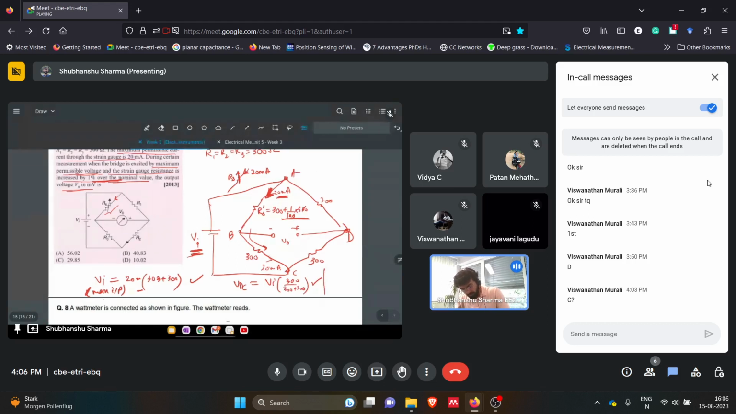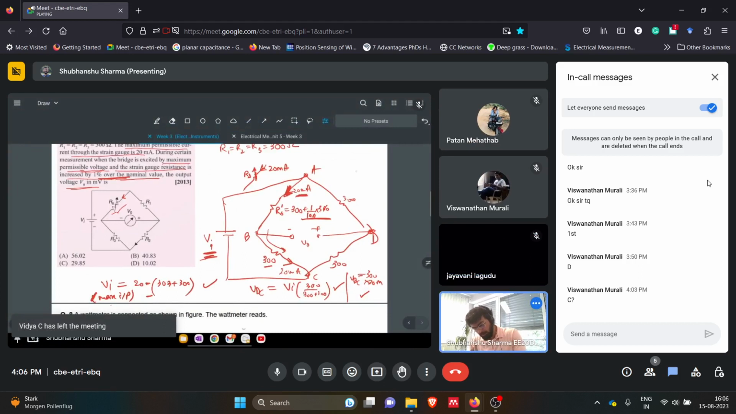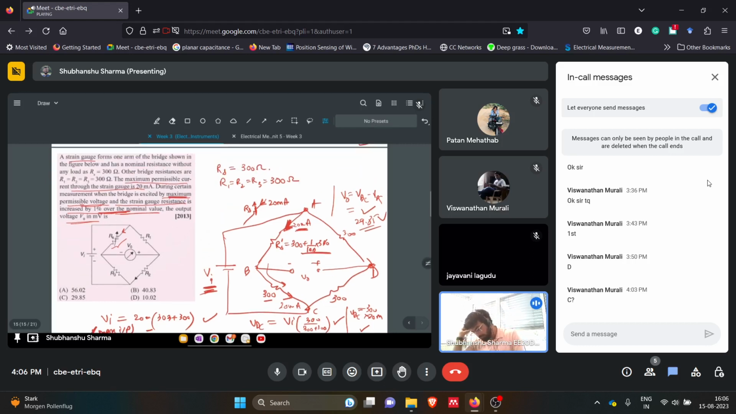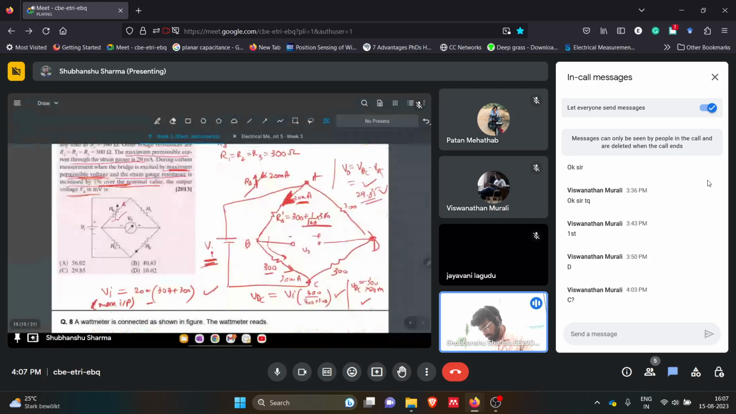Similarly you can get VBC. Since you know the current, it will be the resistance of this branch, 300, into 20 milli, the current flowing through this branch. Then you simply subtract both, and V naught is VBC minus VDC. You will get 29.85. Simple. The only catch was that once they give the maximum permissible voltage, it means the voltage is increased until there is maximum current flowing through that strain gauge.